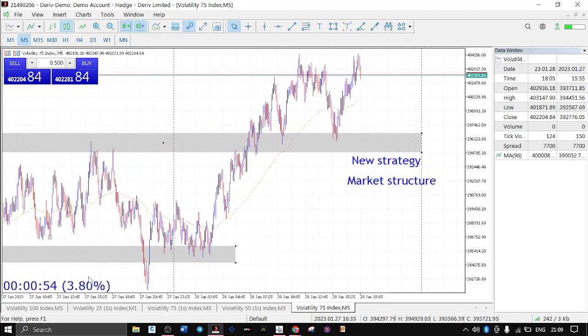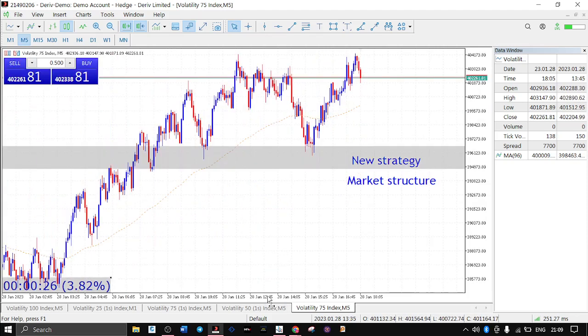I have this small indicator here that counts for me the percentage of move to the upside and also the percentage of move to the downside. Here it has moved like 3.8% to the upside, and since this is a 5-minute time frame, it is telling me I have 30 seconds to finish this candle that is printing. So it's a nice indicator. Well, that is market structure. Now in mind we have a bias of buy.